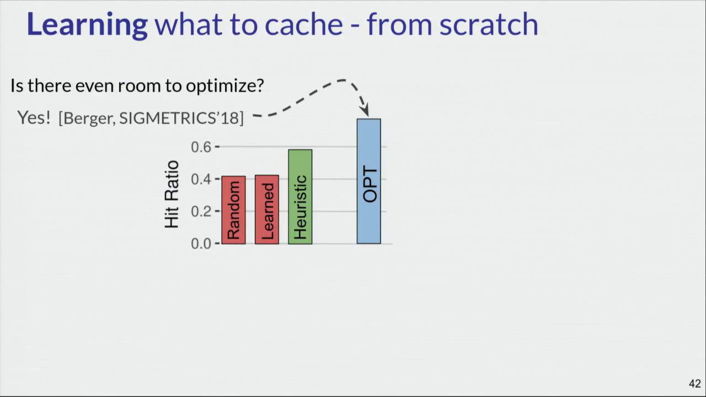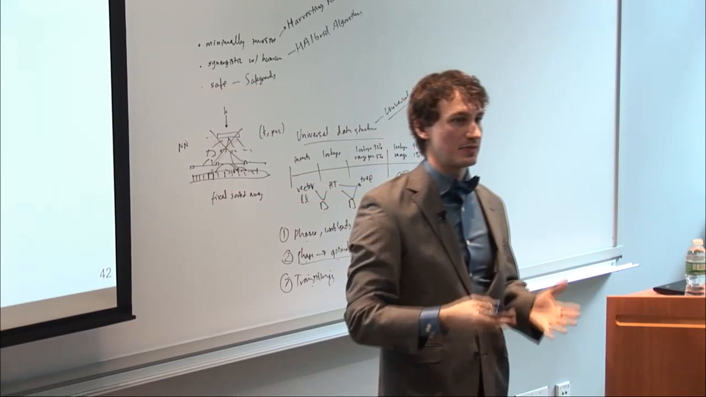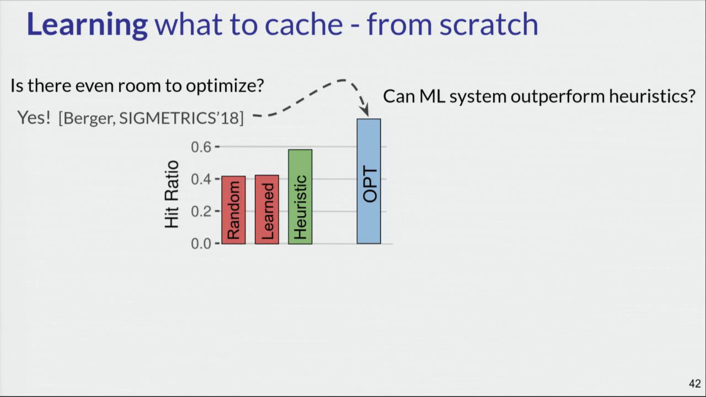And so what we showed last year is that the optimal caching policy, which is actually pretty hard to compute in these cases, is much, much further away. And there's about, in many systems, a 40 to 60% gap that we can still bridge between the best heuristics out there and OPT. And the second question that I asked was simply, is caching even learnable in some sense?